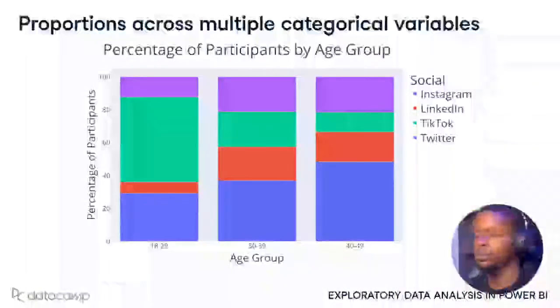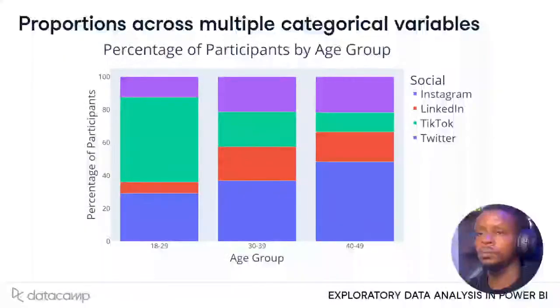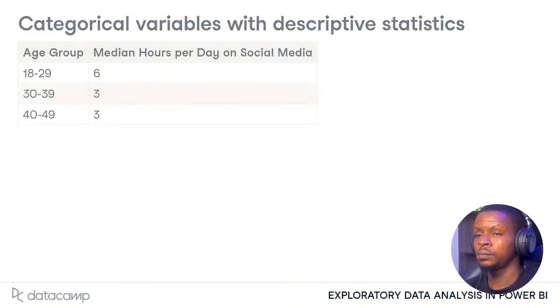Looking at how proportions vary across another categorical variable can illuminate significant differences within the dataset. Here, you see TikTok is used more by participants ages 18 to 29, while used by few ages 40 to 49. Analyzing in this way can start building insights about the effect of one variable on another.